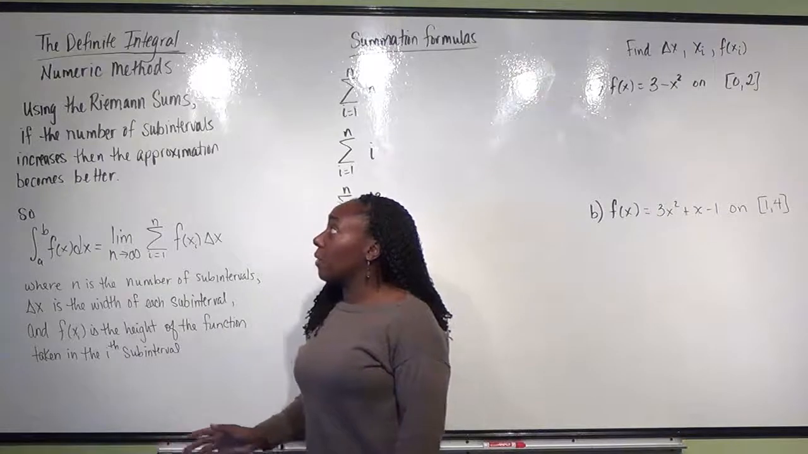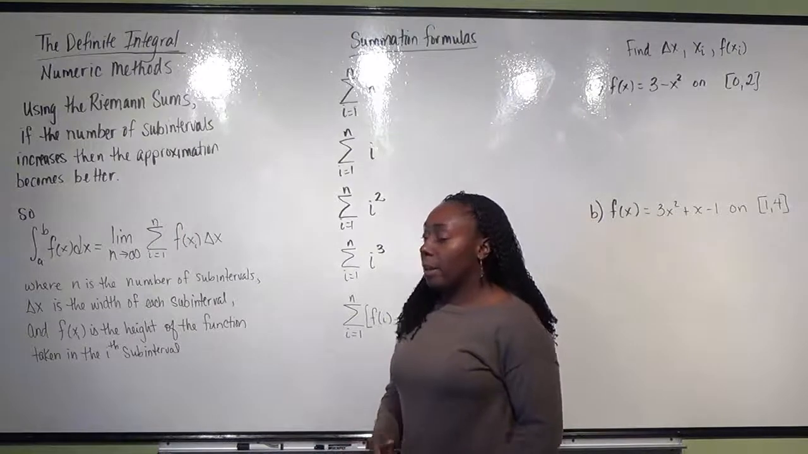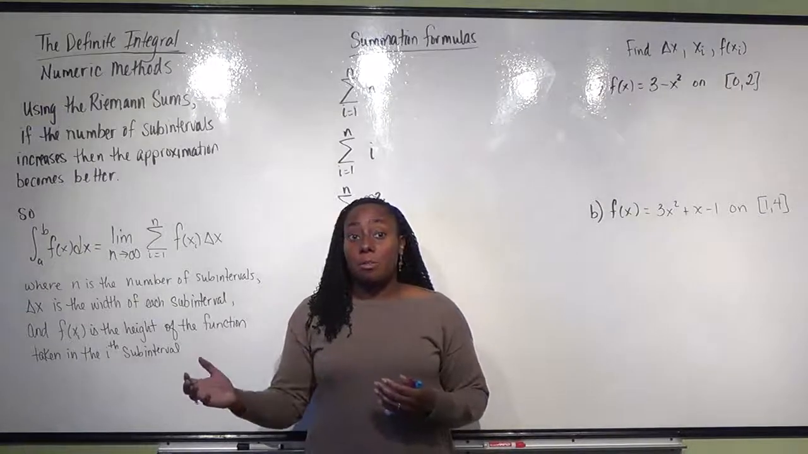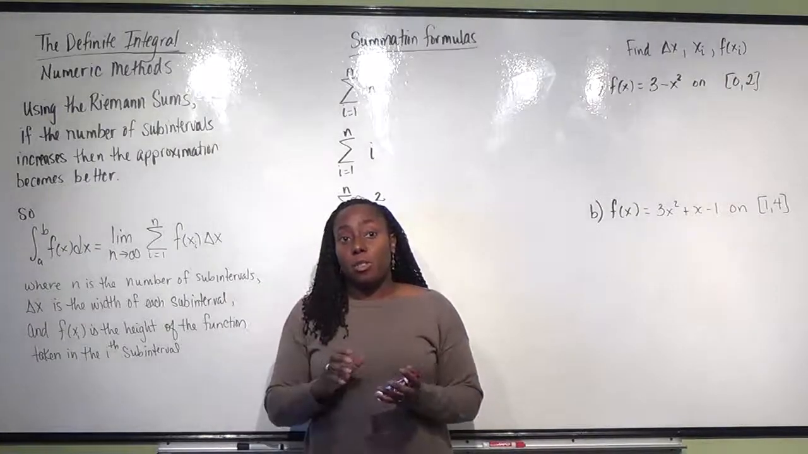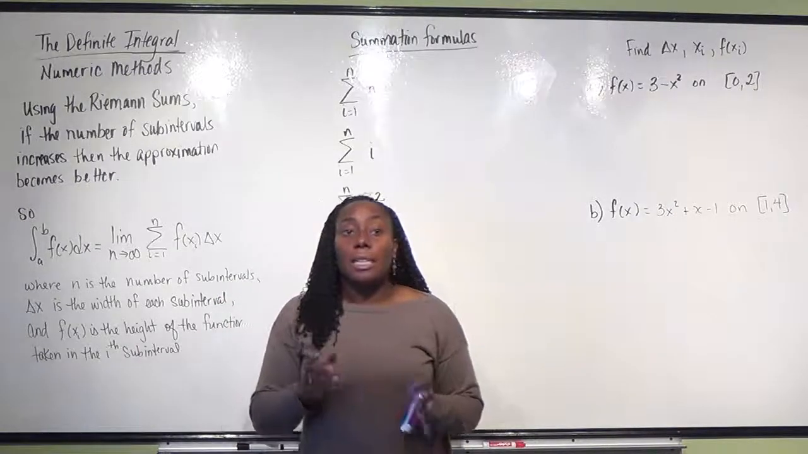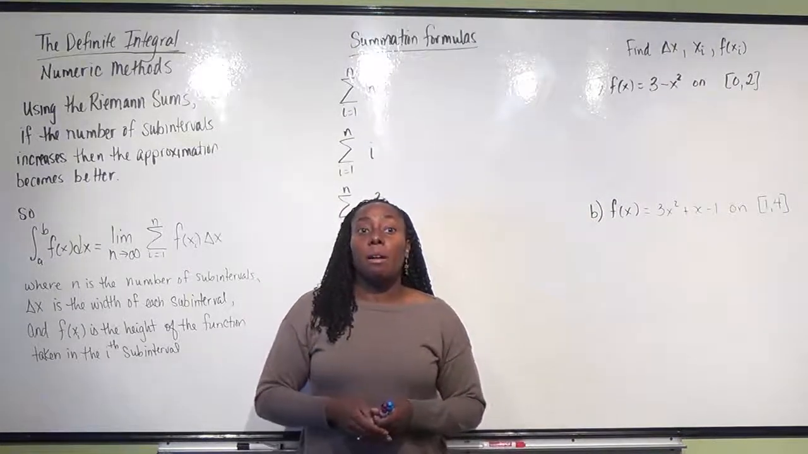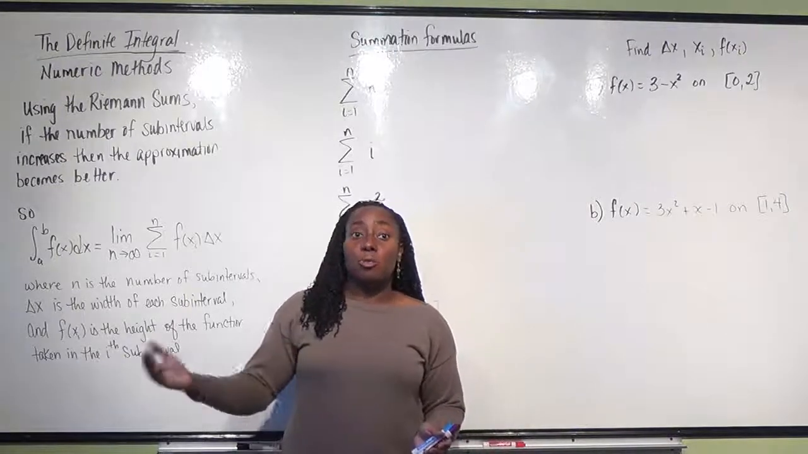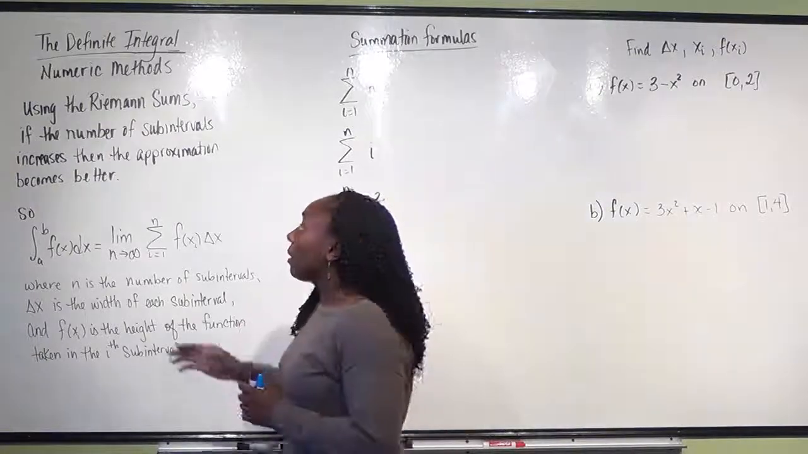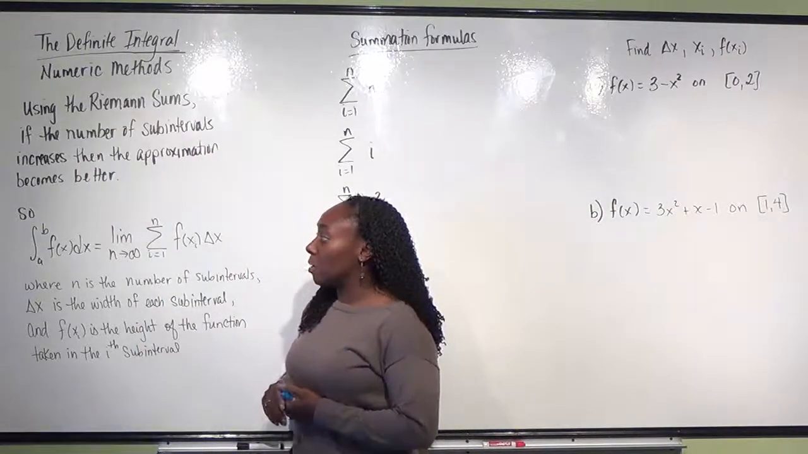Okay, so to continue with our numeric methods, we mentioned using the Riemann sums to find our area. And as we saw in the last example, as our n increased, so the number of subintervals increased, the approximations got a little better, meaning the rectangles got closer and closer to our curve. And so ideally, if we want to get an accurate area for this, we want our number of subintervals to be as large as possible so that the width on each of those is as small as possible. Okay? So using the Riemann sums, if the number of subintervals increases, obviously the approximation gets better.